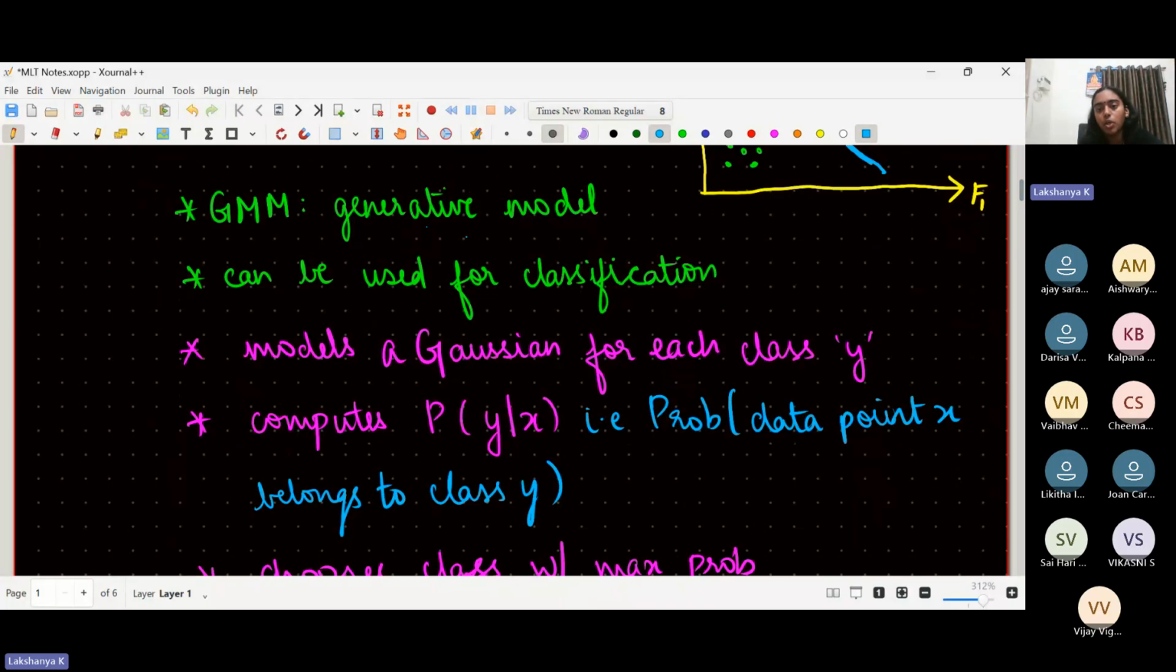So the first thing we will look at is GMM. It is a generative model, meaning it is going to learn the properties of your underlying data distribution. Because it learns the properties, it can be used to generate new data points or new samples from that distribution, which is why we call it a generative model.